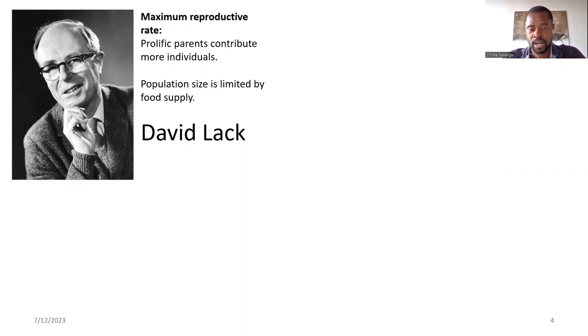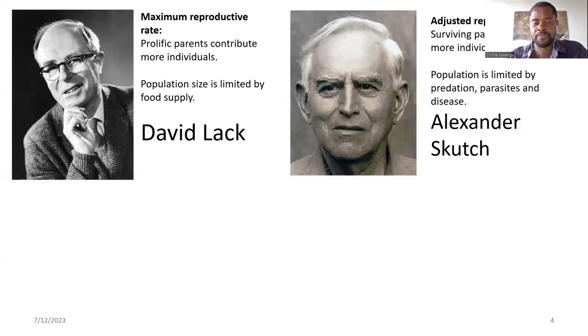So he was talking about things like population sizes being limited by food supply, and birds will lay a clutch size as large as the food available in the environment. And so most of the thoughts about the timing of birds breeding was related to when food can be found in the environment to raise the chicks that came from the clutch size basically.